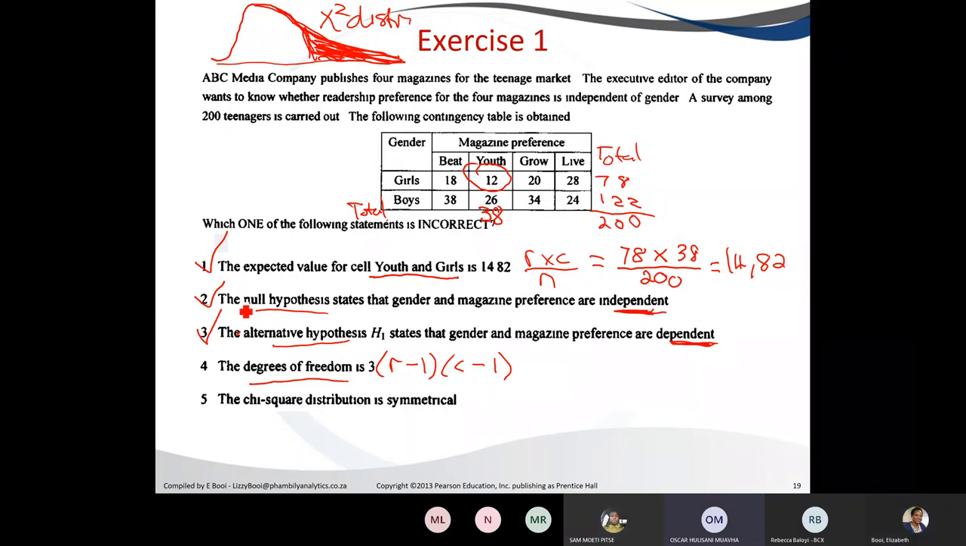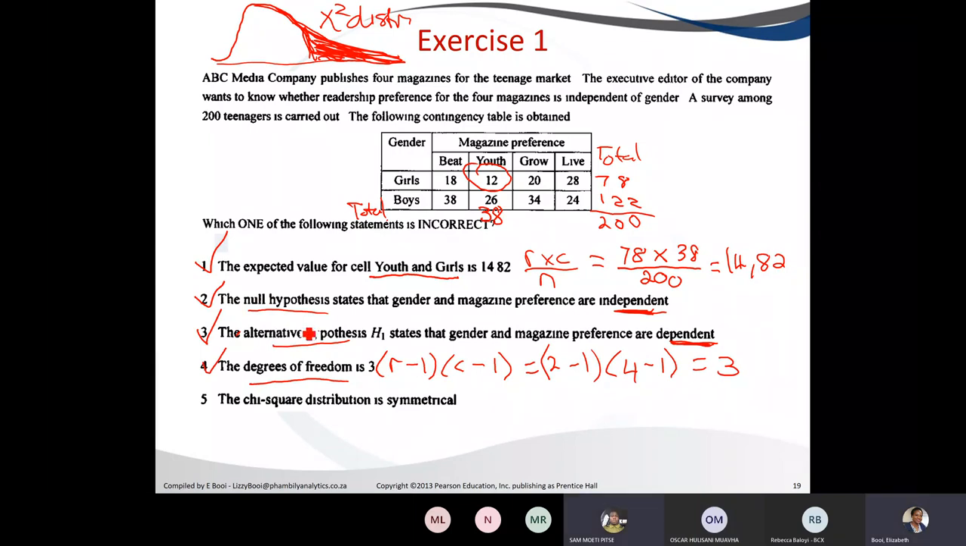And the degrees of freedom, how many rows do we have? We have two rows, so two minus one. And how many columns do we have? Four columns. We have four minus one. Two minus one is one, and four minus one is three. Three times one is? Three. Therefore, that is correct.